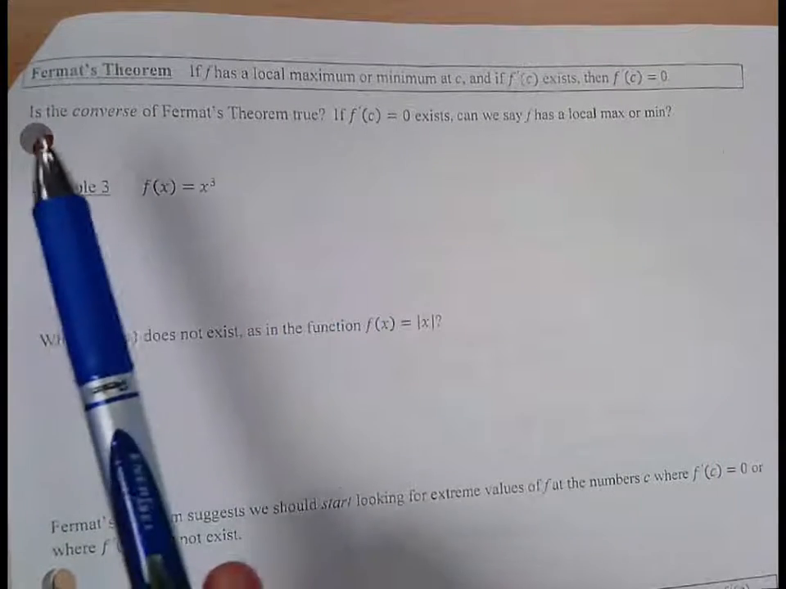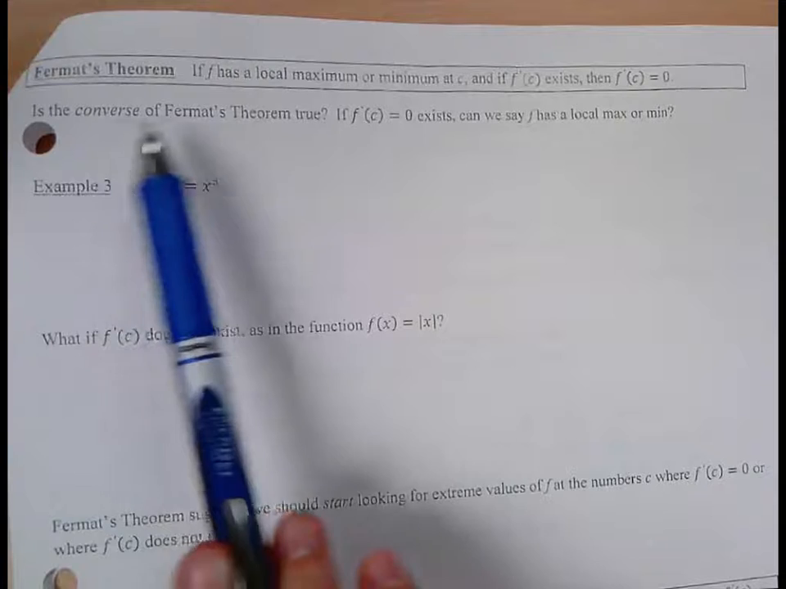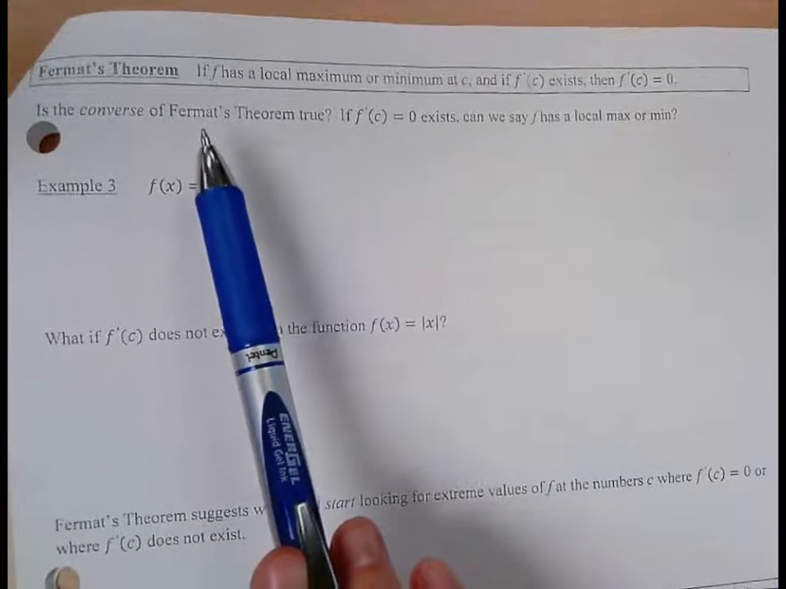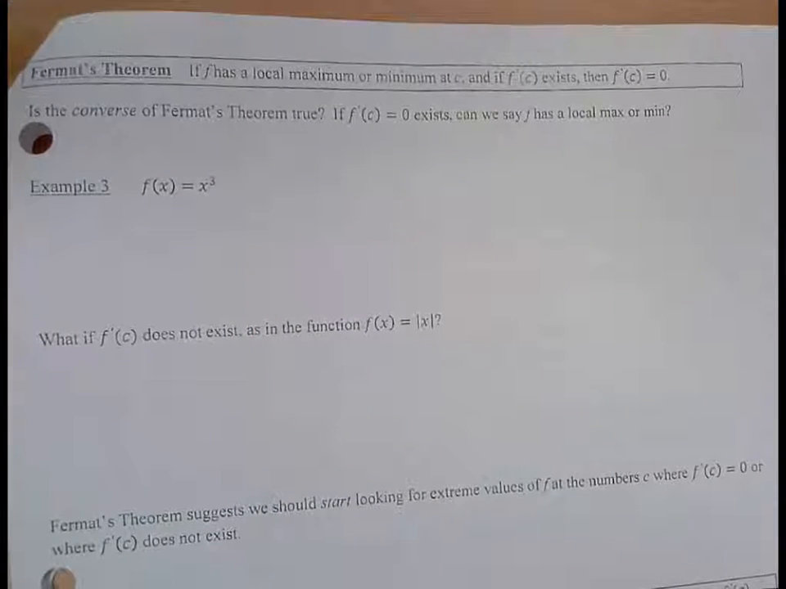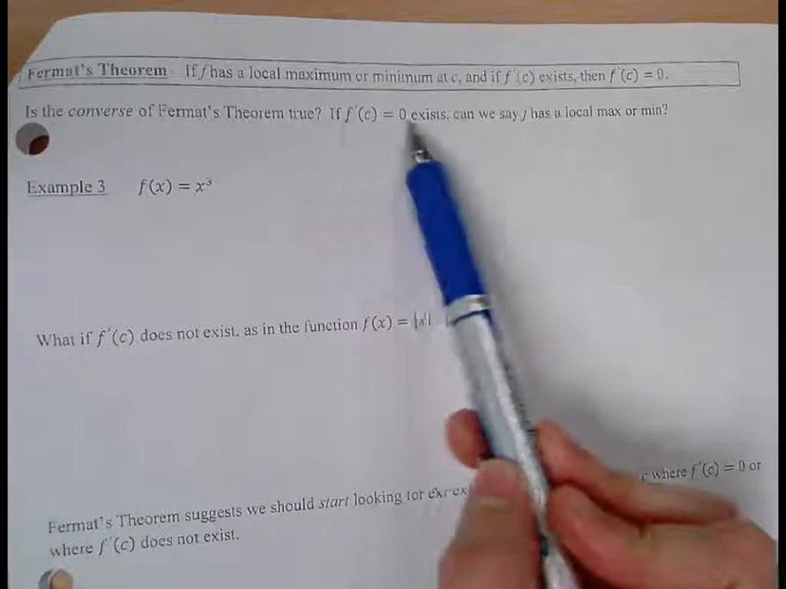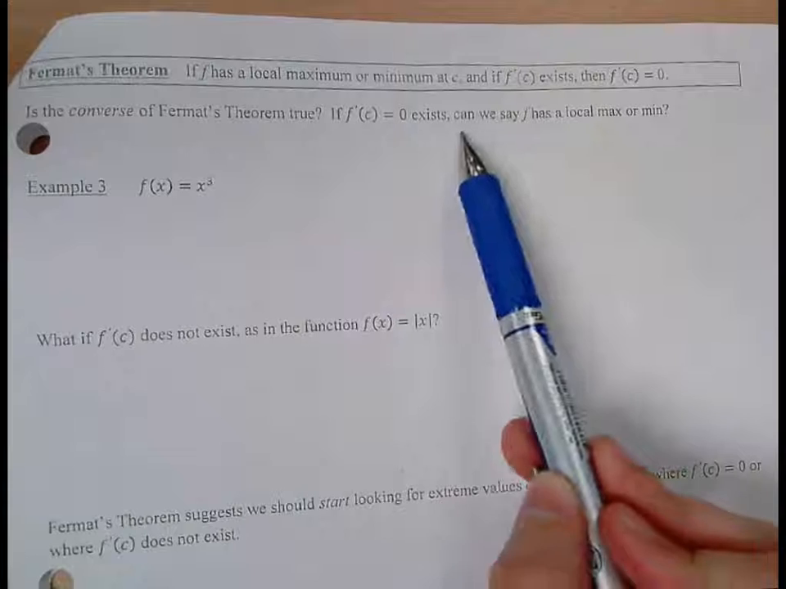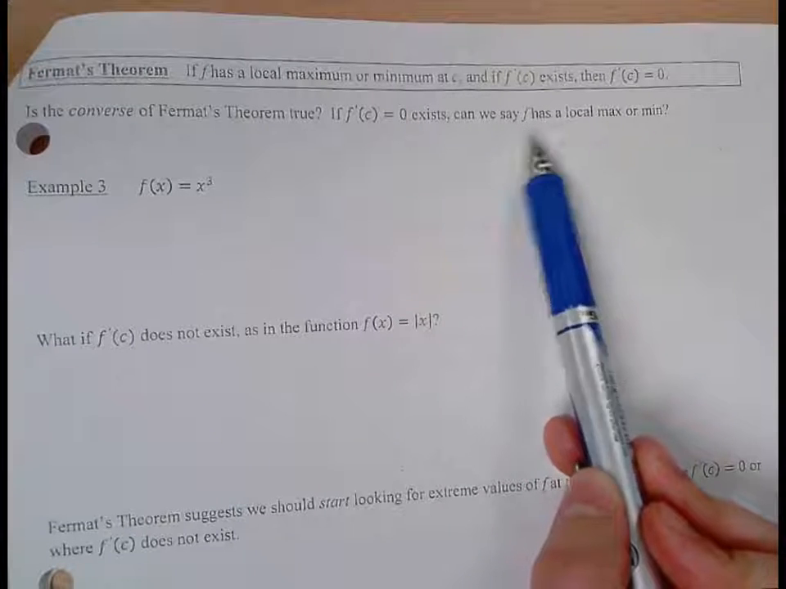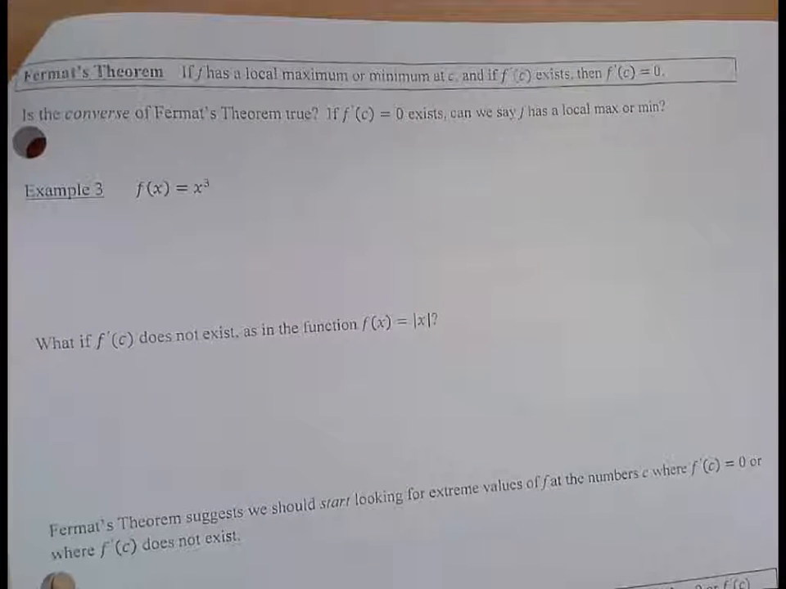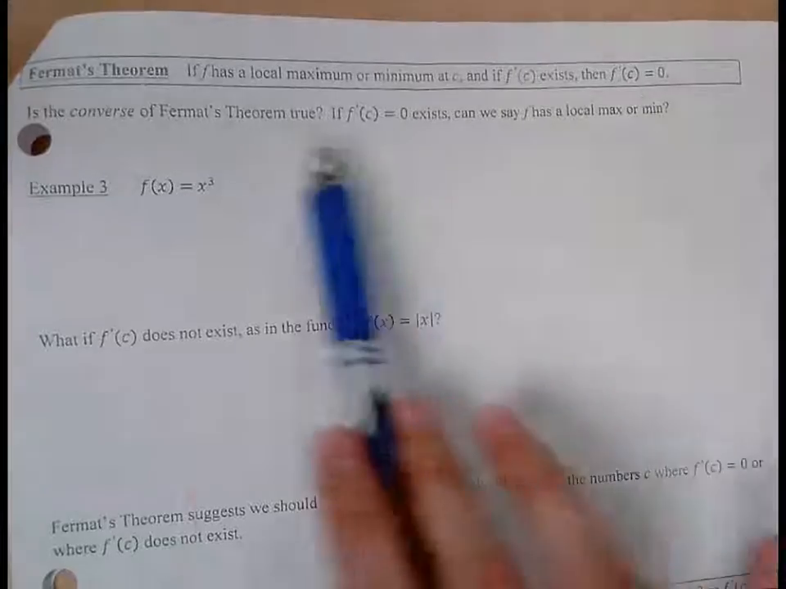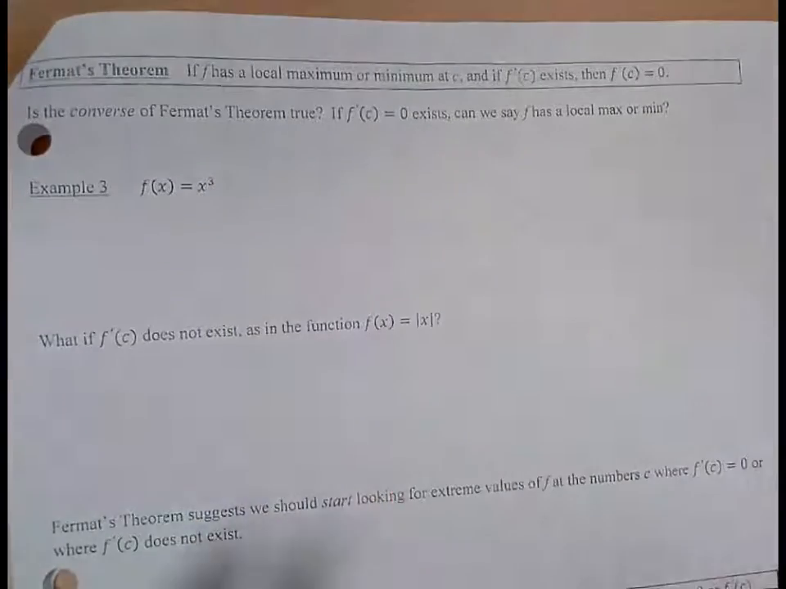Now, is the converse of that theorem true? We've already talked about this idea. The converse I've written here is: f prime of c is 0. Can we say then that it has a local max or min? So if the derivative is 0, is it guaranteed to be a local max or min? Because this says if it is a max or min, the derivative is 0. But can we say the reverse of that, the converse?